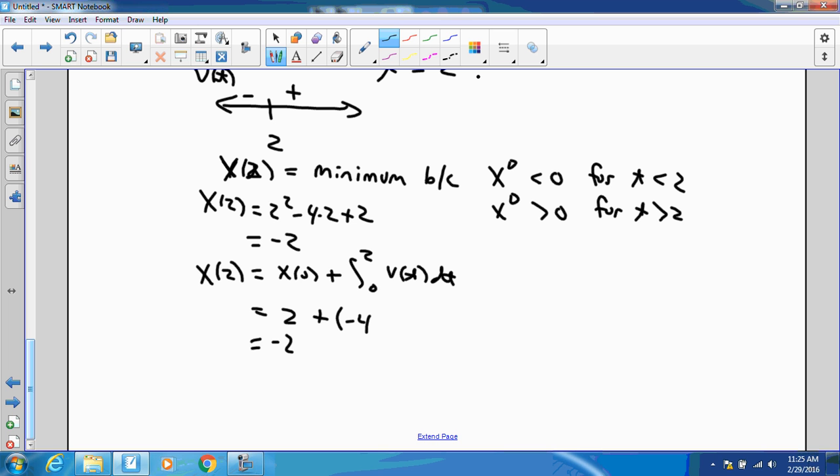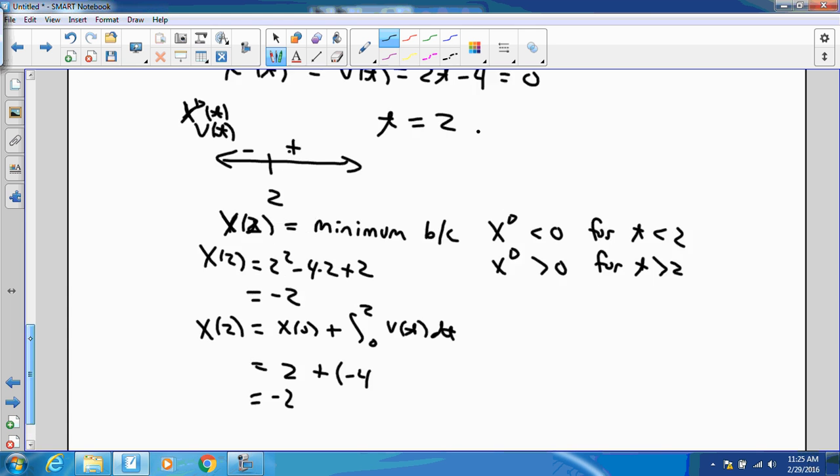Yes? If you find the rightmost position in this equation, it will be infinite because the position keeps on increasing, and so it goes out to infinity. Good. Any other questions?